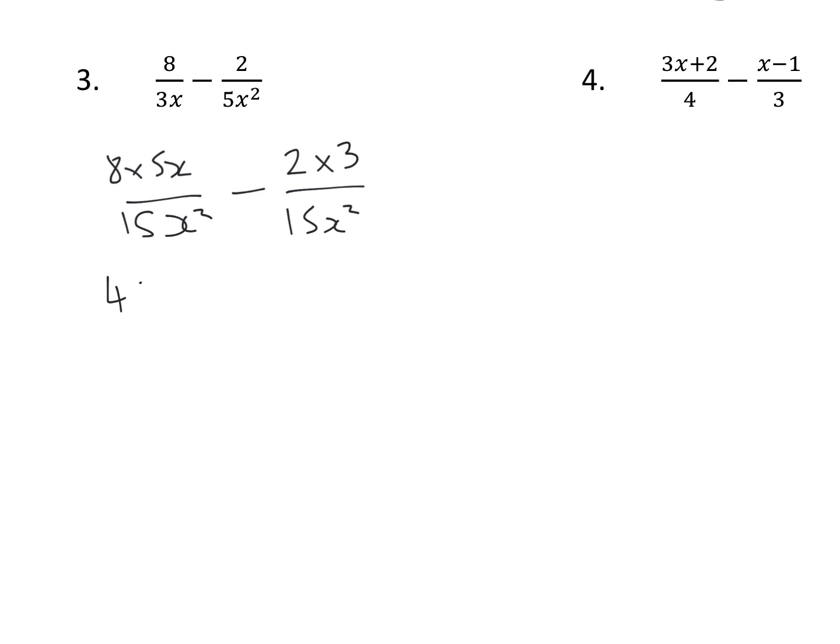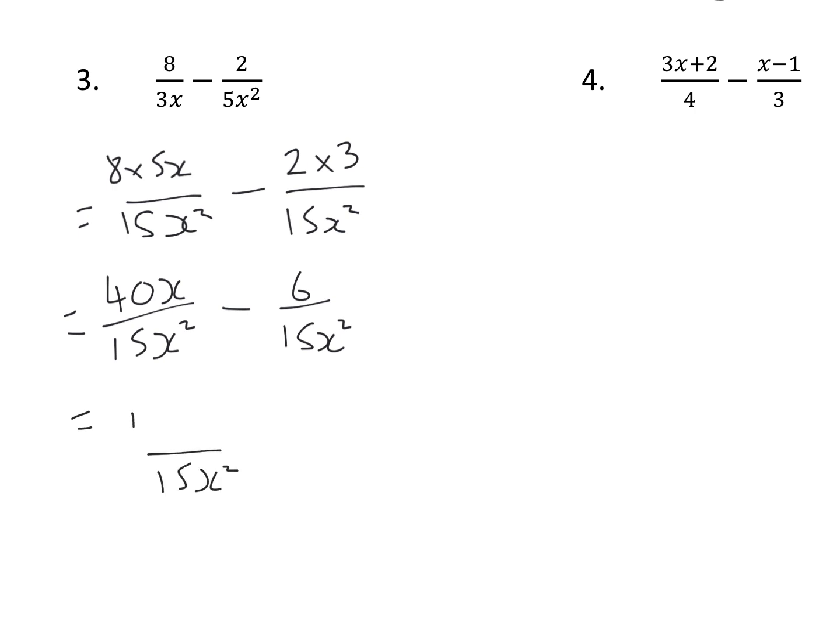And if we simplify those numerators, we get 40x over 15x squared minus 6 over 15x squared. And now that our denominator is the same, we can add, or in this case subtract, the numerator and get 40x minus 6. And I would leave it like that.